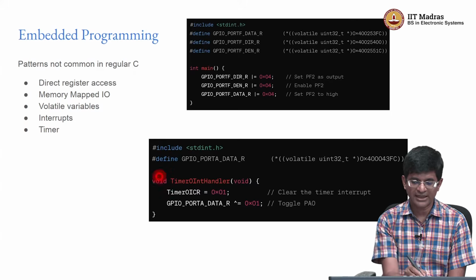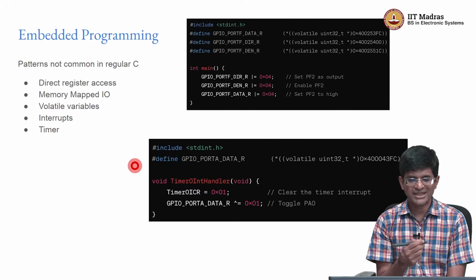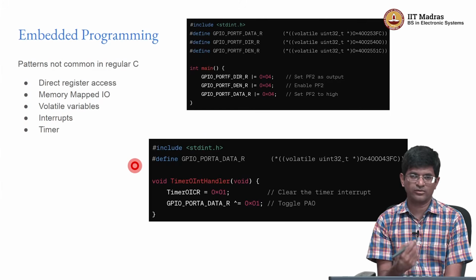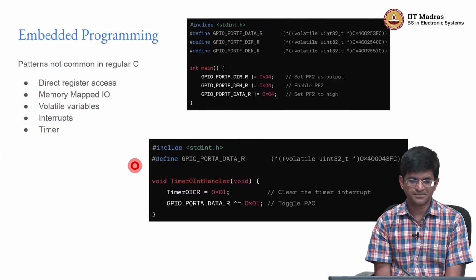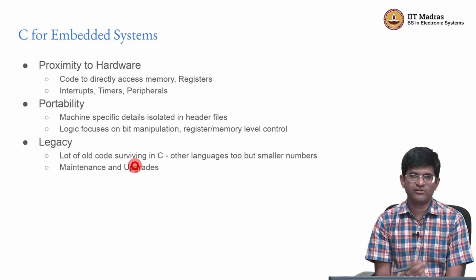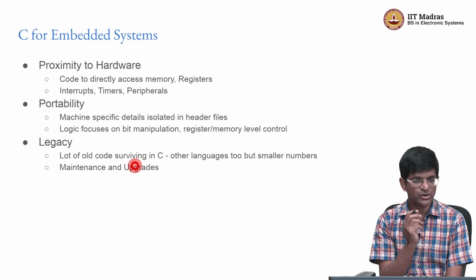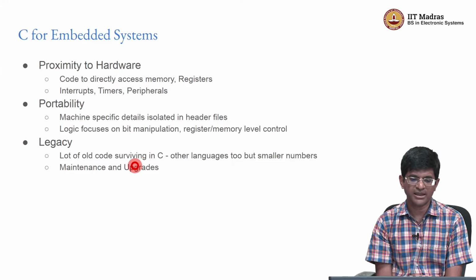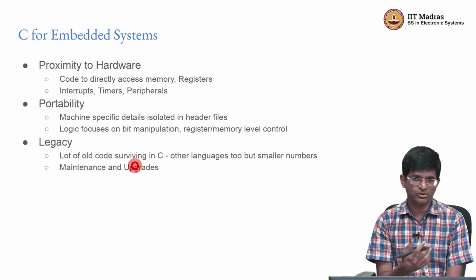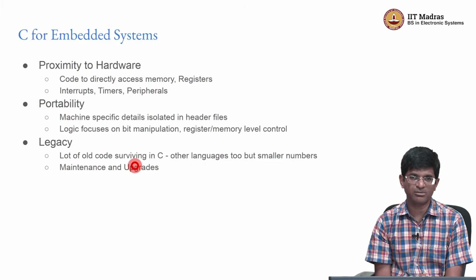All of these would be done directly by accessing certain memory locations and changing their values. So these are patterns of code that you would find commonly in embedded programming that you would not normally see in a higher level language, right. So C for embedded systems, really the power comes from the fact that it has this proximity to the hardware. It allows you to go very close to the hardware, it allows you to directly access memory locations, right. It also allows you to very easily write code for handling interrupts, timers, interacting with peripherals and so on.